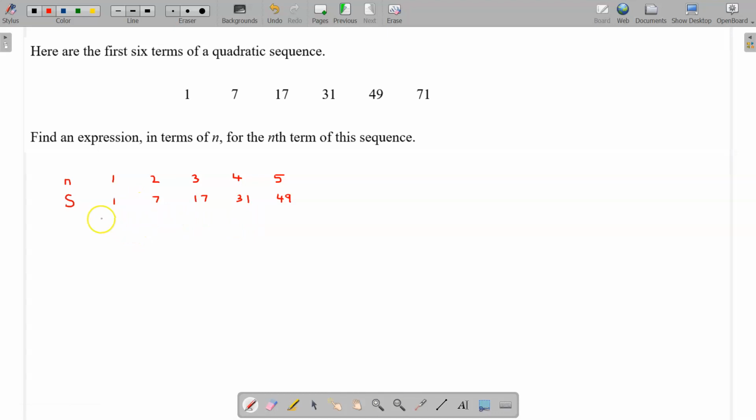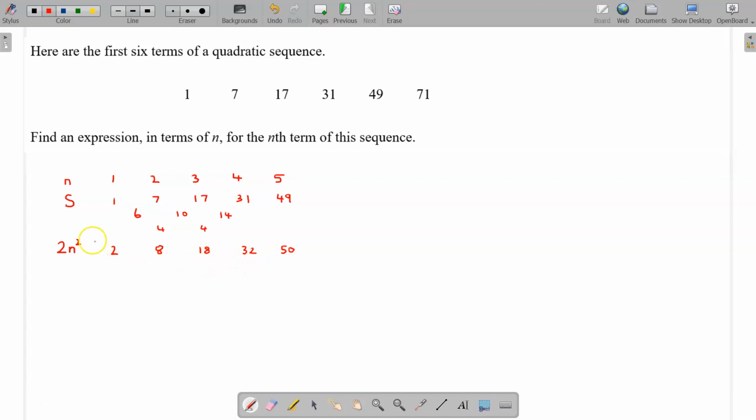Now I look at the differences. The first differences are 6, 10 and 14. And the second difference is simply 4, and 4. So once I know the second difference, I halve it. Half of 4 is 2. And then I work out 2 lots of n squared. N is 1, so 2 lots of 1 squared is 2. 2 lots of 2 squared is 8. 2 lots of 3 squared is 18. 2 lots of 4 squared is 32, and so on. 2 lots of 5 squared is 50.